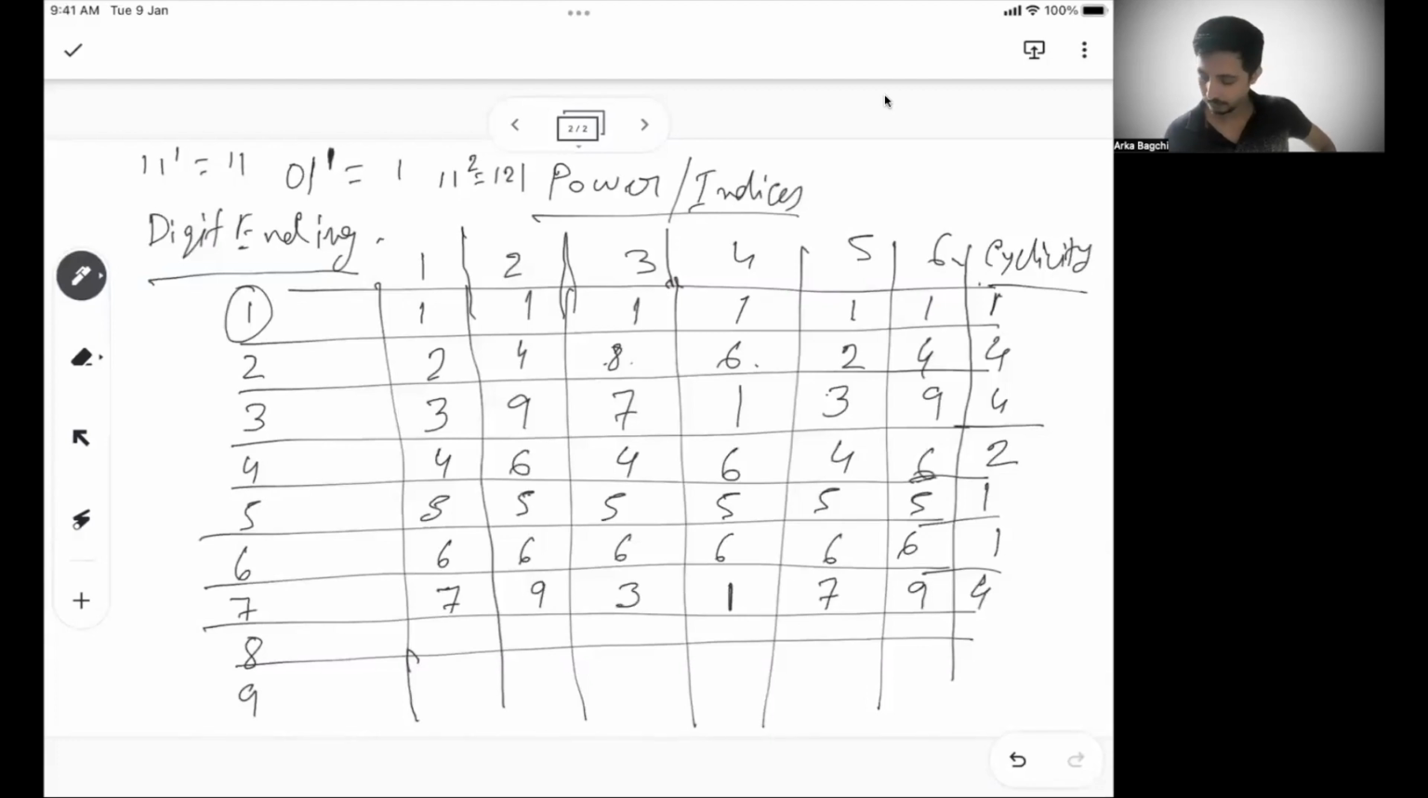For 8, 8 to the power 1, 8. 8 square is 64, 8 cube is 512, then 8 to the power 4 is something like 2 to the power 12. So 4096. So this is 6. 8 to the power 4 is 6. If you see 8 to the power 5 is again 8. 8 to the power 6 is again 4. So here the cyclicity is 4 because after every fourth digit, 8 to the power 1 is same as 8 to the power 5.